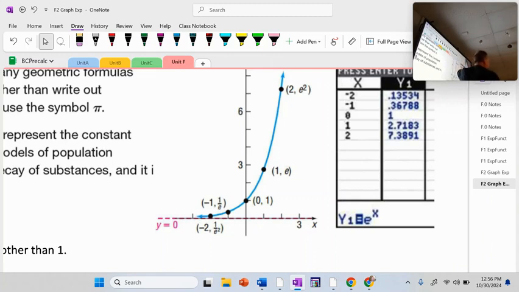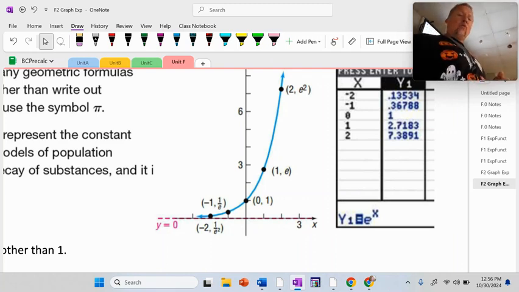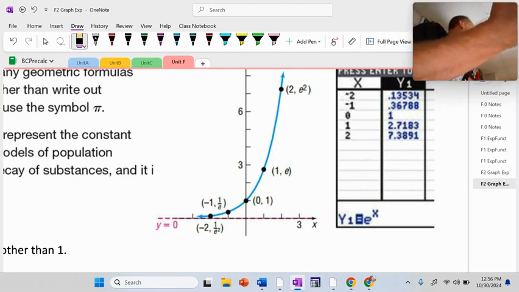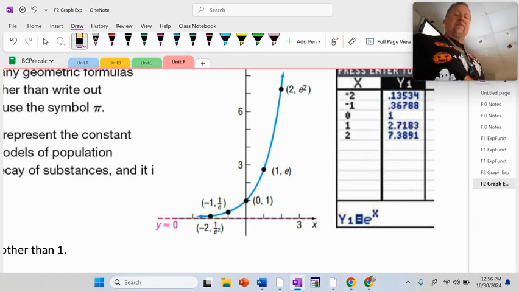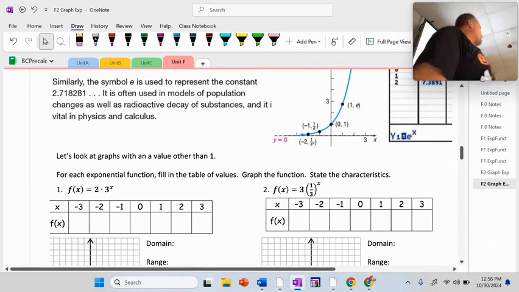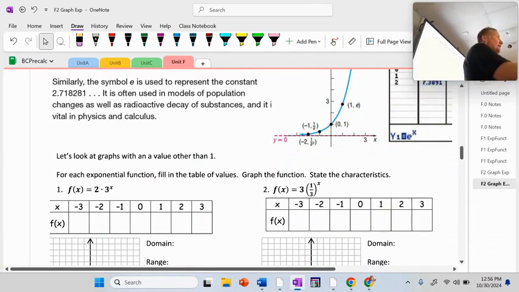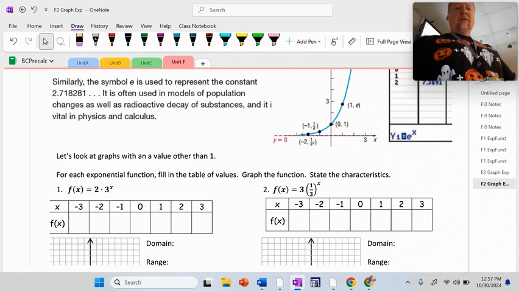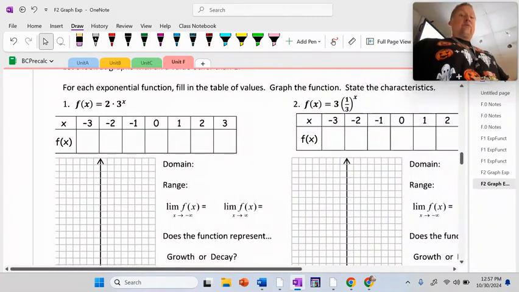Do the best you can with that one as far as sketching. Then 1 over e is almost 1/3. You're not going to have to show that specifically. So you should be able to graph e. Just graph 3 to the x instead of e to the x, and you're close enough. Okay? All right, and as a matter of fact, that's what we got.